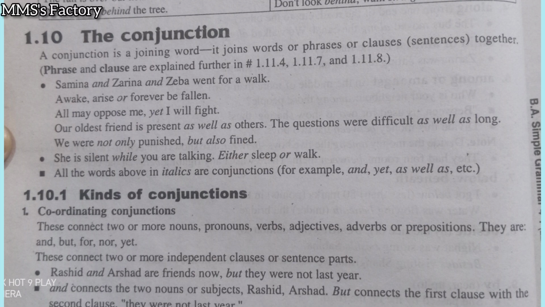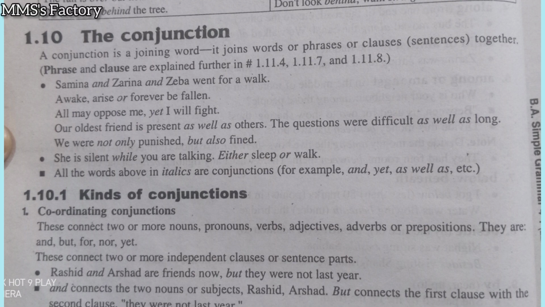Our oldest friend is present as well as others. The questions were difficult as well as long. We were not only punished but also fined. She is silent while you are talking. Either sleep or walk. All the words above in italics are conjunctions, for example, and, yet, as well as, etc.